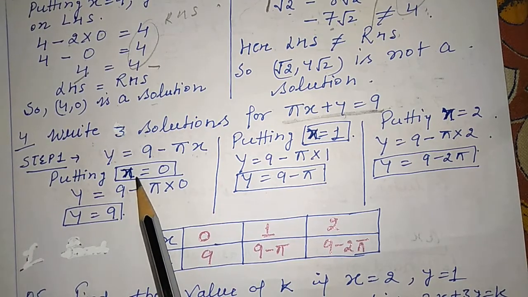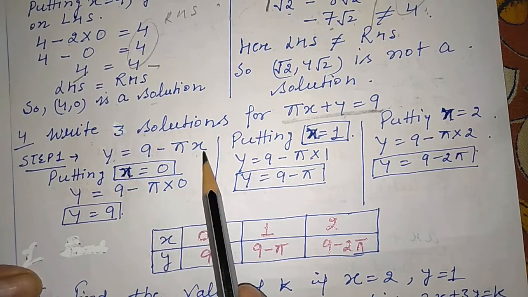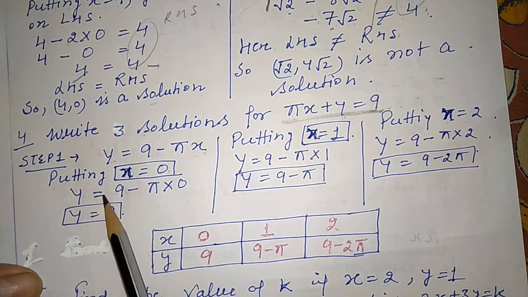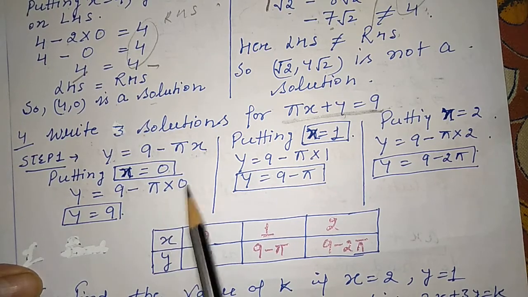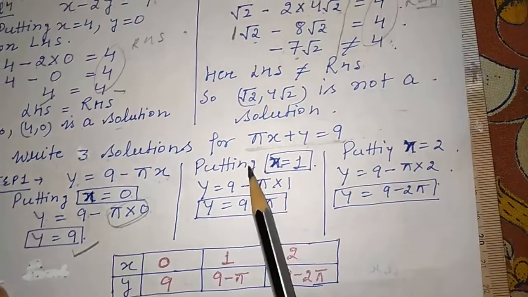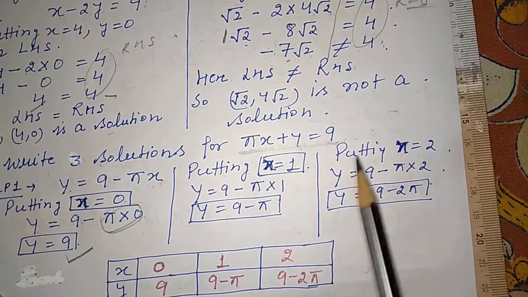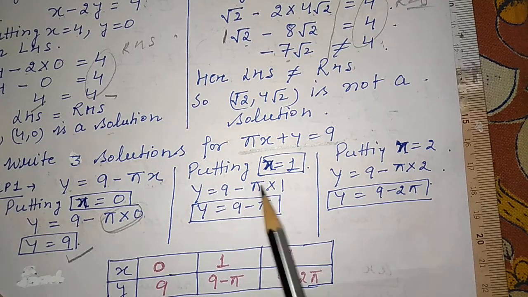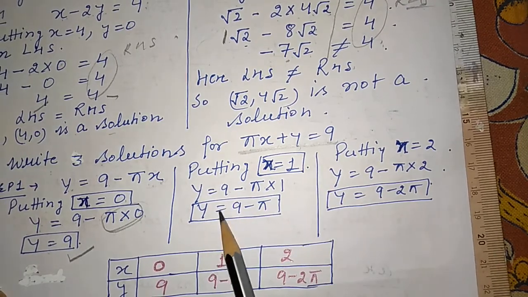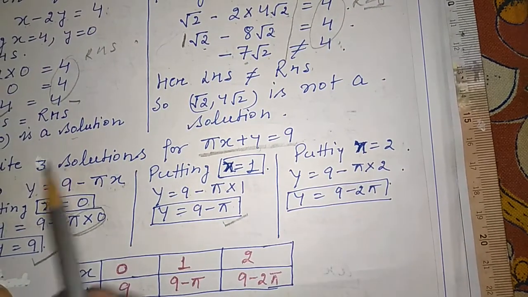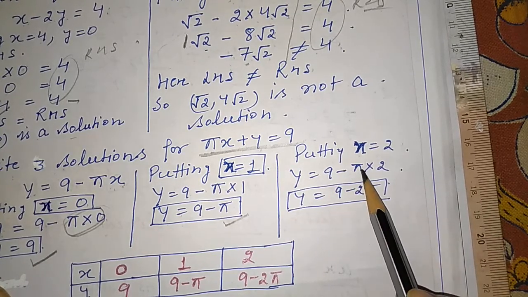First I am putting randomly any value; you can put plus, minus, 0, any value. Here y is dependent on x, so we are putting the value of x. x is equal to 0. So y is equal to 9 minus pi into 0, which becomes 0. So y is equal to 9. Similarly, I am putting x is equal to 1, randomly any value you can put. So y is equal to 9 minus pi into 1, that is y is equal to 9 minus pi. Again I am putting x is equal to 2, because we have to find 3 solutions. So y is equal to 9 minus pi into 2, 9 minus 2 pi.